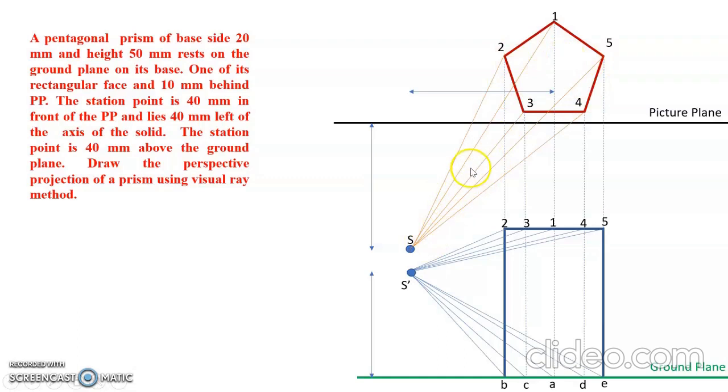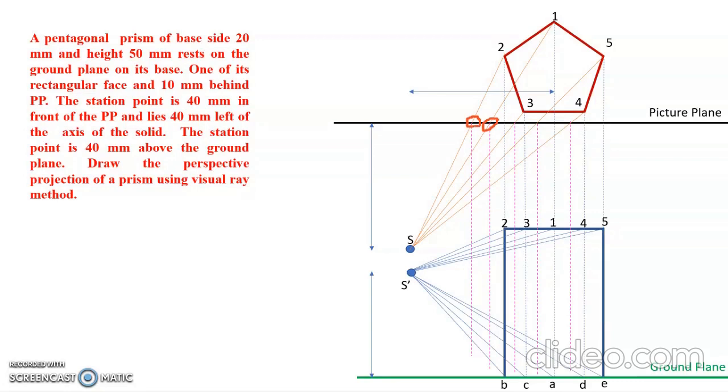These connecting rays are intersecting with the picture plane. Wherever the intersection appears, you need to draw a dotted line with respect to the intersection. So from edge 1 to S we are getting an intersection at this point. From here I am drawing a dotted line.